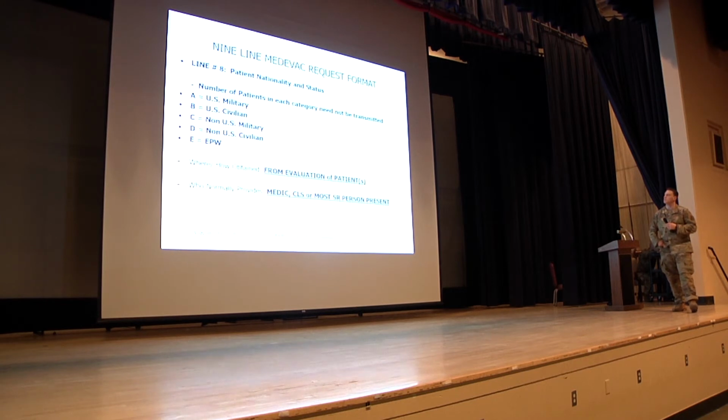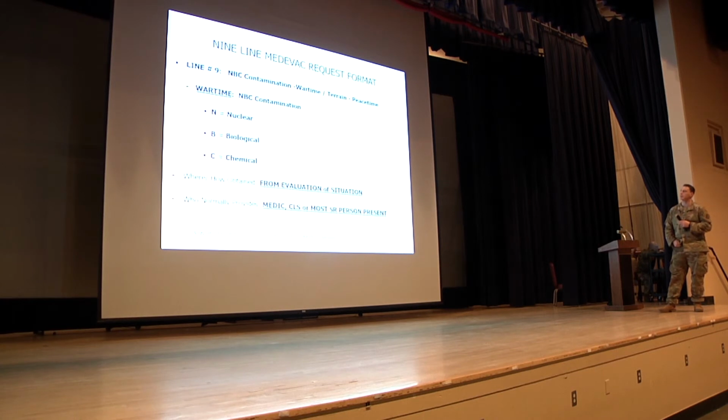Next, line 8, patient nationality and status. Number of patients in each category need to be transmitted. Alpha is U.S. military, Bravo U.S. civilian, Charlie non-U.S. military, Delta non-U.S. civilian, and then Echo is EPW, sorry. Next, line 9, NBC contamination at wartime, terrain at peacetime. Nuclear, biological, chemical.